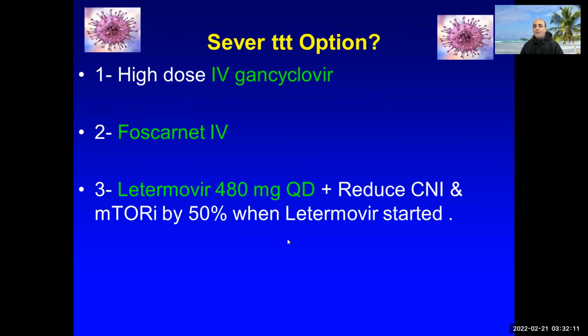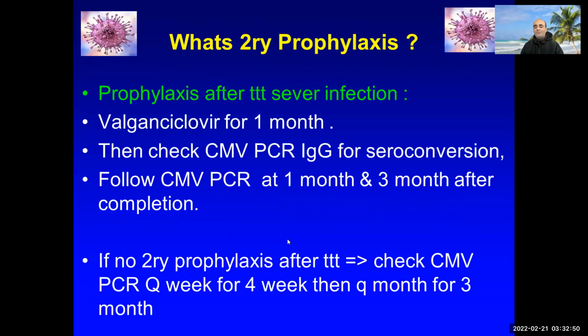Treatment options for severe CMV disease: high dose IV ganciclovir, foscarnet IV, letermovir 480 milligram daily, and reduce CNI and mycophenolate by 50% when letermovir is started.